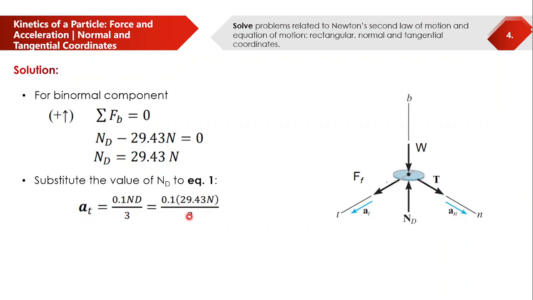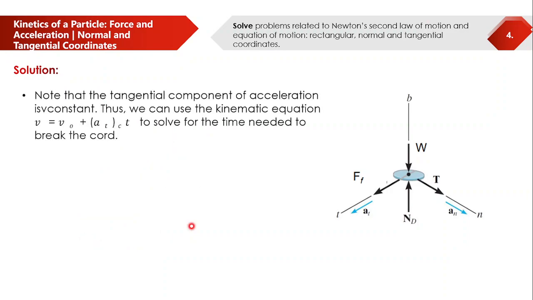So that will be 0.1 times 29.43 Newton over 3. So our acceleration, or the tangential component of the acceleration, will be equal to 0.981 meters per second squared. Okay? So note that the tangential component of acceleration is constant. Thus, we can use the kinematic equation v = v_0 + a_t times time to solve for the time needed to break the cord.